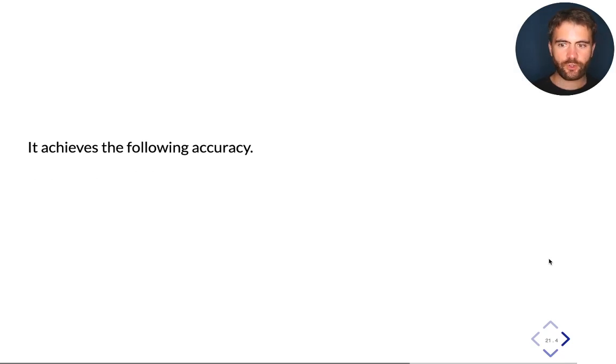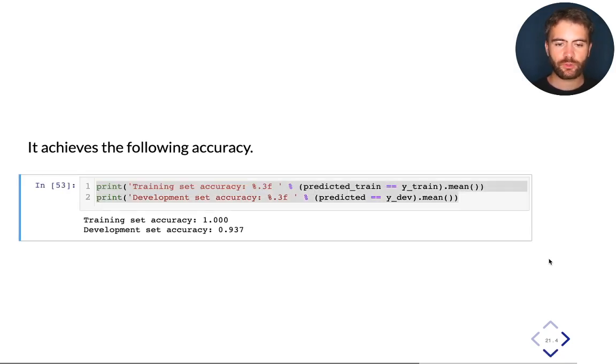And now if I compute the accuracy of this model, I have the following. I have 93.7% accuracy on the development set, and I have 100% accuracy on the training set. So this immediately suggests that we're overfitting the data, or that we are at least erring on the side of overfitting relative to underfitting. And one way to address this is to add regularization to the model, as I said earlier.